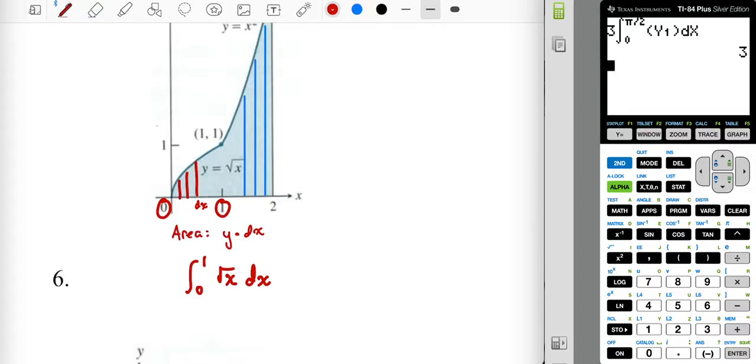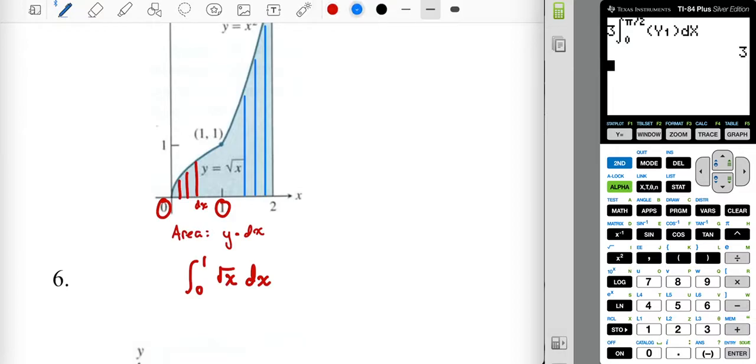Y dx gives us the area of each rectangle. Integrating them all together, collecting them all and adding them up would give us the total area over the interval of 0 to 1. Now, it may seem like we're only computing net area, but since everything's above the x-axis, net area and total area are going to be one and the same.